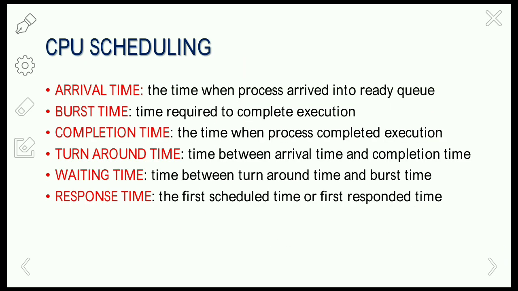And next, coming to the CPU scheduling algorithm. In the CPU scheduling algorithms, there are different types of parameters we have to know. So before going to the CPU scheduling algorithms, in the scheduling methodology we are going to use different types of terminology: arrival time, burst time, completion time, turnaround time, waiting time, and response time.